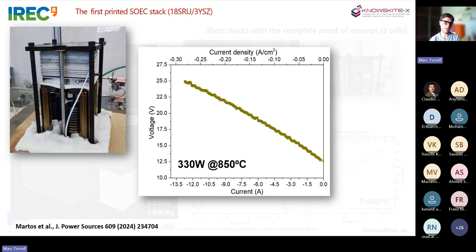microns of thickness. As I was showing at the beginning, now we are putting efforts on reducing this thickness, and we are ready for reducing it to around 100 microns per cell, and changing the material from the 3YSZ to the 8YSZ, which could multiply this power density of the stack by 3, by 4, by 5, depending on the final material and on the final thickness that we can achieve.